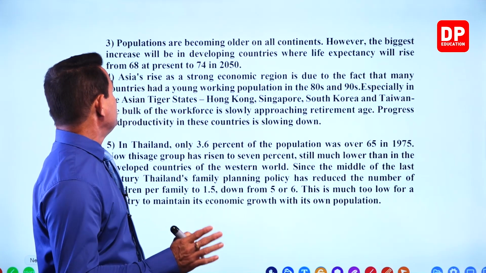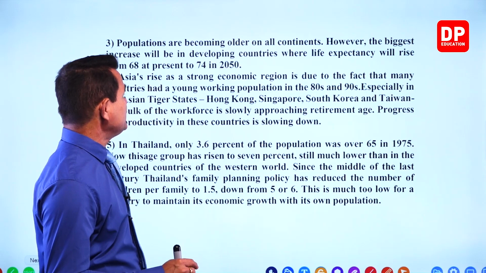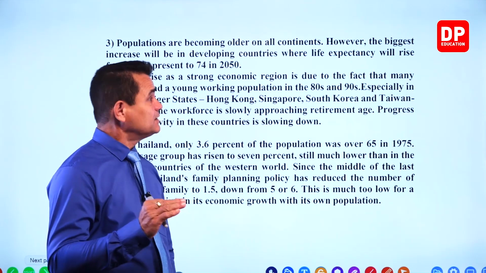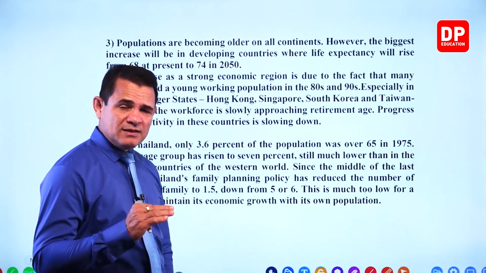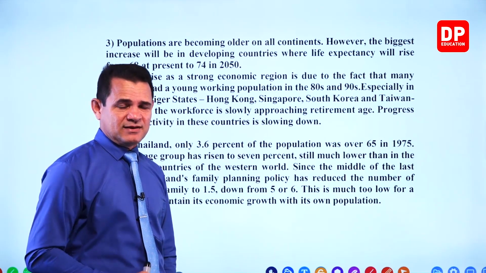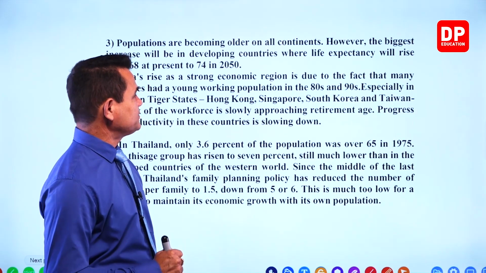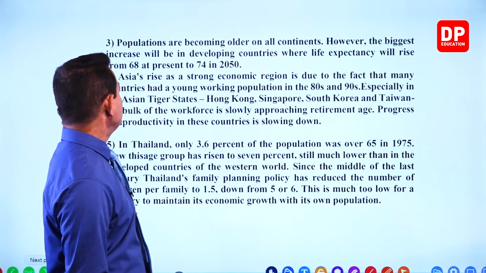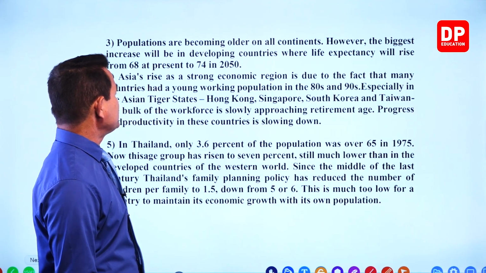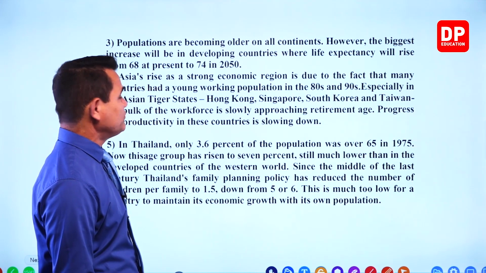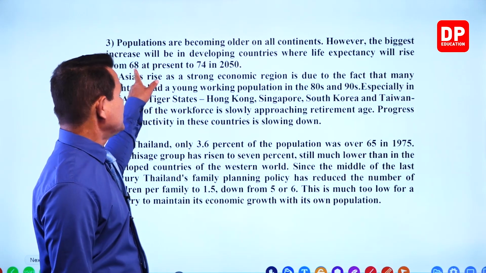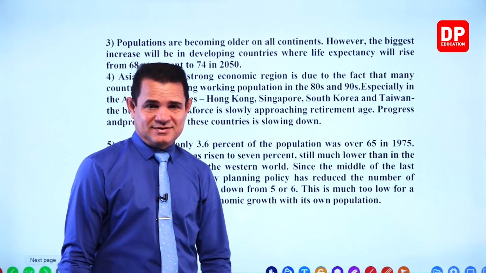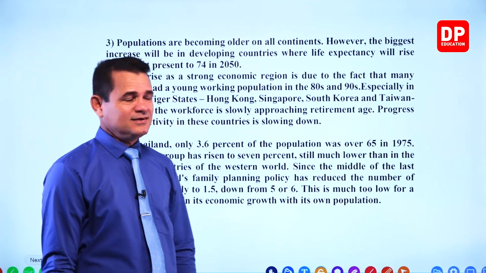However, the biggest increase will be in developing countries. The biggest increase is in developing countries. Where life expectancy will rise from 68 at present to 74 in 2050. Right?